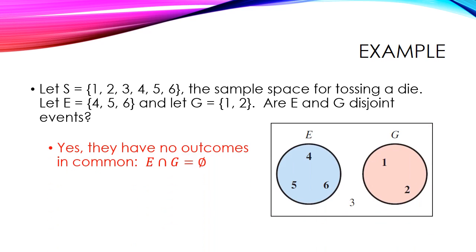Yeah, these are indeed disjoint. Disjoint events have nothing in common. They have no intersection. 4, 5, and 6, and 1 and 2, there is no intersection between them. And you can see with the Venn diagram there that they're completely separate. So these two events are disjoint.